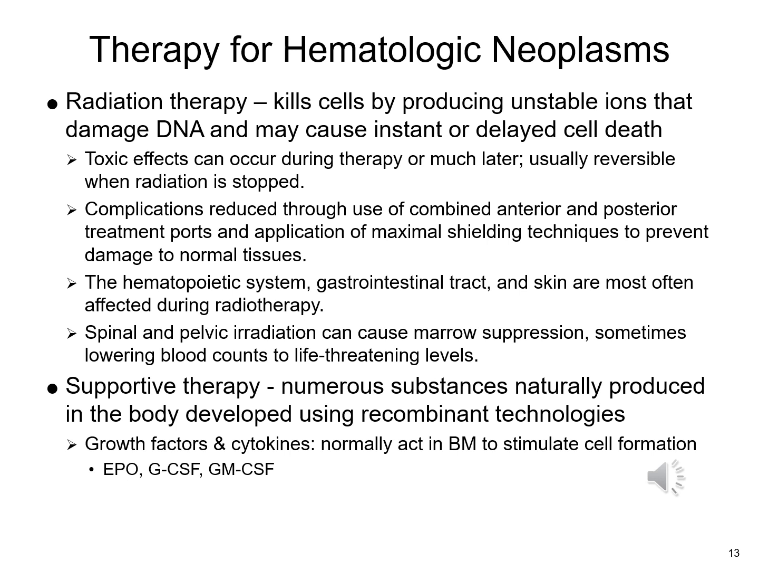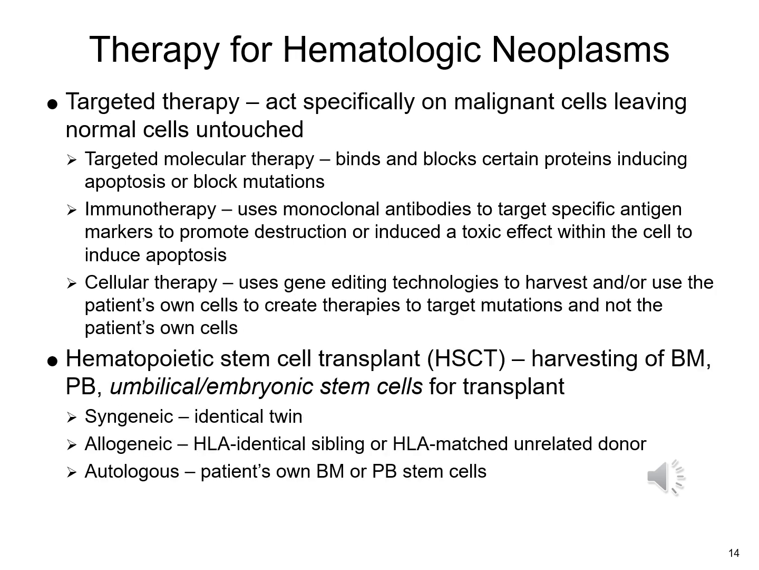So a lot of times some of these things have been given to patients, like recombinant forms of the granulocyte colony stimulating factors or the granulocyte macrophage colony stimulating factors. These have been developed over the years to help re-stimulate the patient to start making their own cells. Some of the newest therapies that are out there that you're probably starting to hear a little bit more about are targeted therapies. And so these act specifically on the malignant cells, leaving the normal cells untouched.